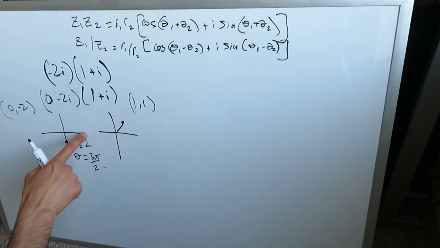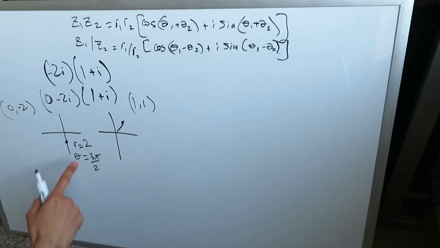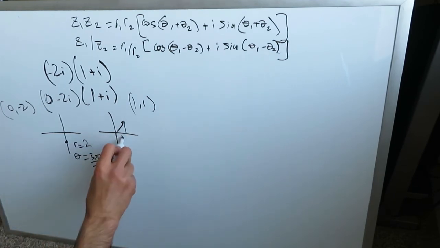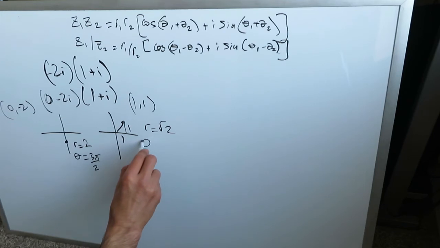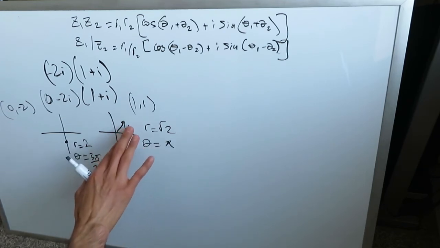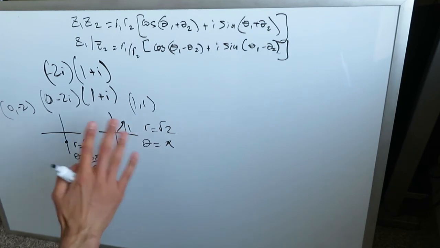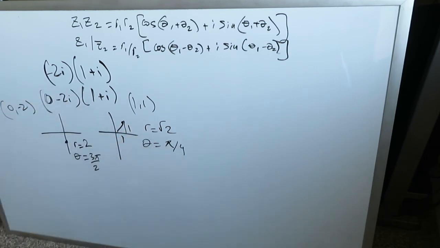0, 90, 180, 270. 3 pi over 2 is 270. Let's look over here. X is 1. Y is 1, therefore R must be the square root of 1 squared plus 1 squared, root 2. And we know we're dealing here with a trigonometric ratio of 1 and 1. If you do arctan of 1, 1 divided by 1 is 1. If you do inverse tan of 1, you get pi over 4, which is 45 degrees.